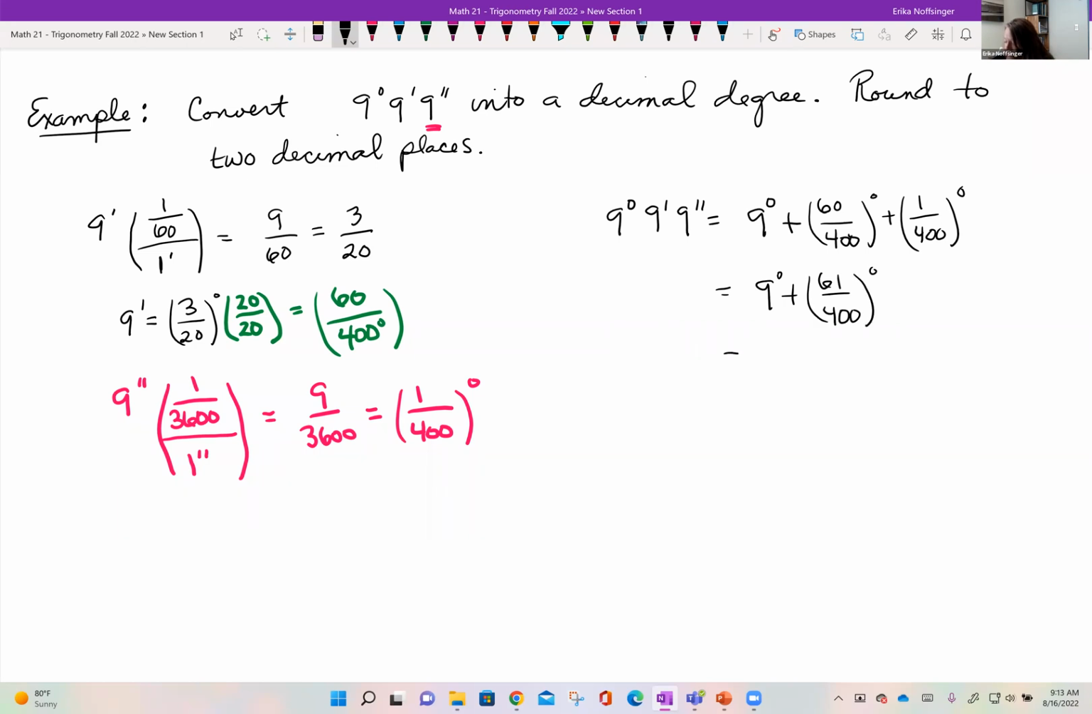It wants us to rewrite this in decimal form. So looking at 61 divided by 400, right now, this would give us 9.1525 degrees. It asks us to round to the second decimal place. So we go out to the third decimal place and see if it's 5 or higher. If so, that would round this up, but it's lower than 5, so it keeps the number the same. So this is equal to 9.15, or approximately 9.15 degrees.